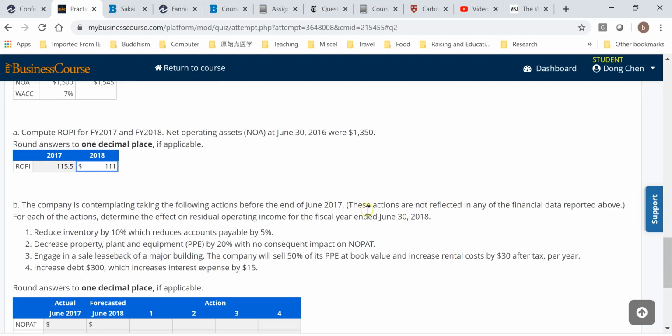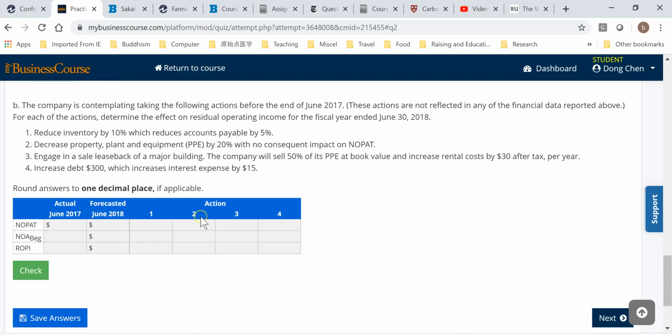So part B, the company is contemplating taking the following actions before the end of June 2017. These actions are not reflected in any of the financial data reported above. So for each of the actions, determine the effect on residual operating income for the fiscal year ended June 30, 2018. So we are given 4 different types of actions. And if you look at the table, here also for each of the actions 1, 2, 3, 4, we need to calculate NOPAT, and this is for 2018, right, for the forecasted year, and NOA beginning year. So that means we need to input the number for NOA for 2017, right, in the middle cell, and ROPI is calculated based on NOPAT and the beginning year NOA and the WACC.